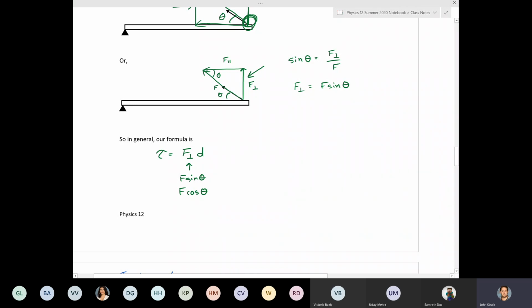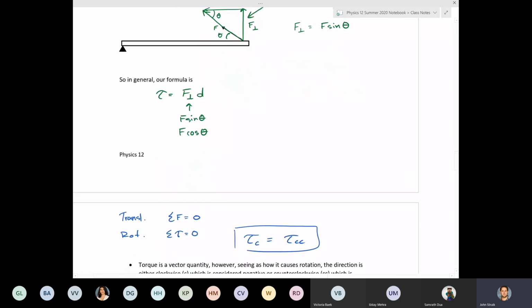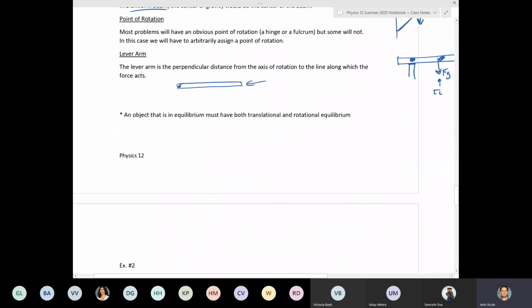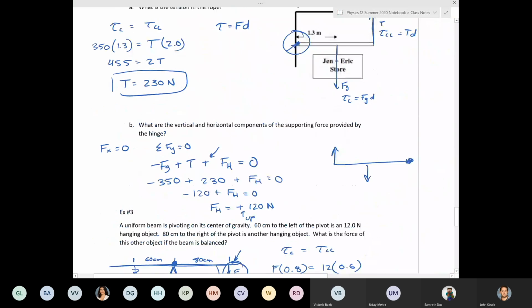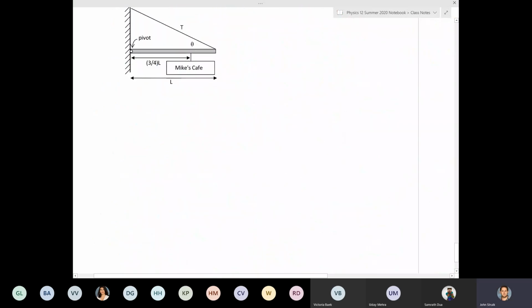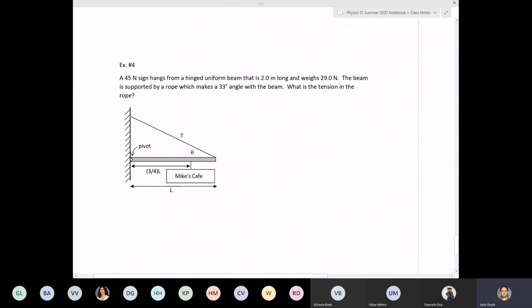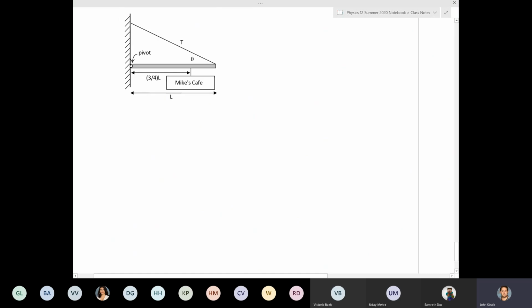Okay, does that make sense? Okay, that part's pretty self-explanatory. It's the actual problems that are a little bit more difficult. So let's jump into those. All right, so here's, and I'm going to draw another example as well.